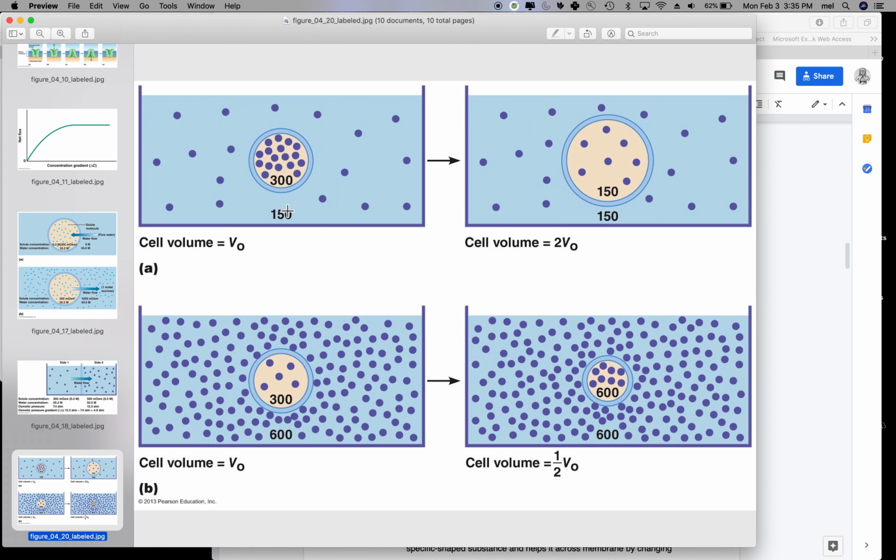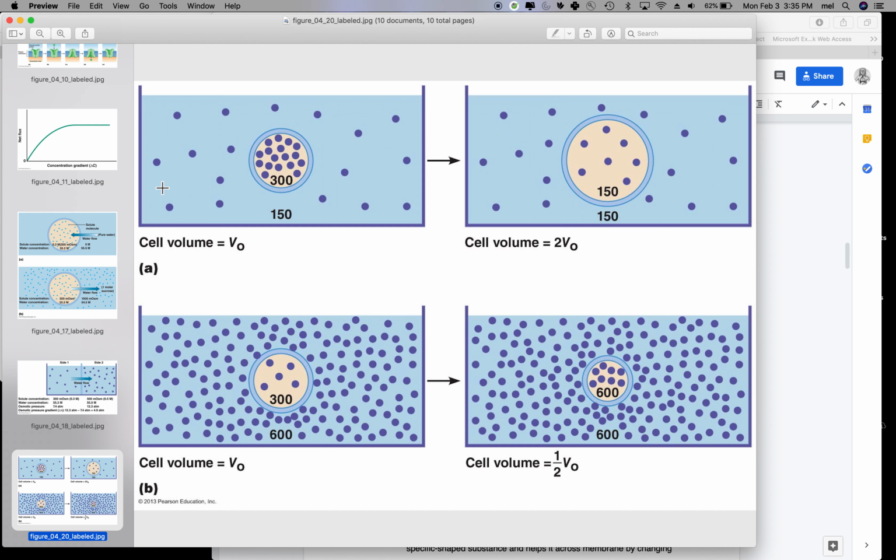So water is going to move from where water is high. It's higher out here than it is in there. Water moved in, yes, and the cell got bigger. So this is, of course, osmosis because water is moving across the membrane. But what kind of solution was this originally? Was this an isotonic solution, a hypotonic solution, or a hypertonic solution, by looking at the outcome?